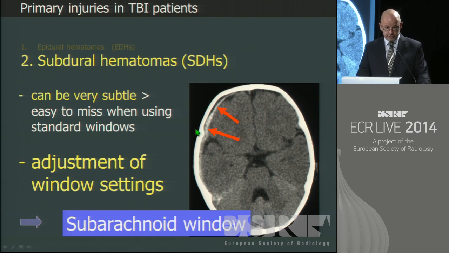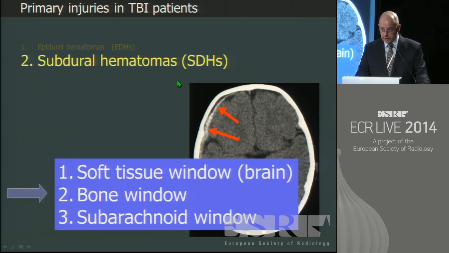What I mean by standard windows is the bone window and the brain window. So I always recommend all my residents to go also for the subarachnoid window. I mean the window in which the subarachnoid space is very well seen. So all my residents will evaluate the head after trauma on 3 windows: soft tissue or brain window, bone window, and subarachnoid window, to see if there is any extravasated blood in the subarachnoid space.